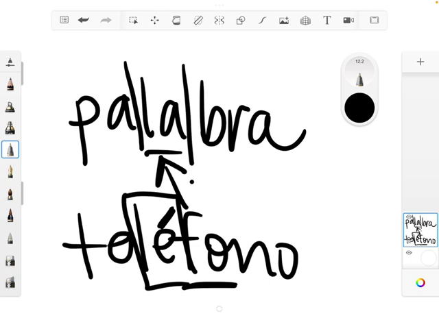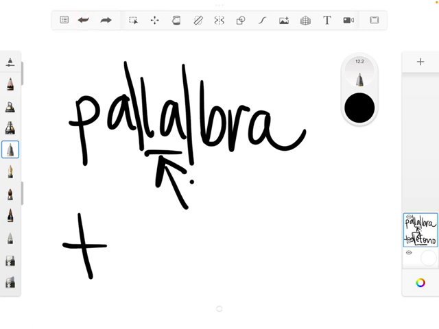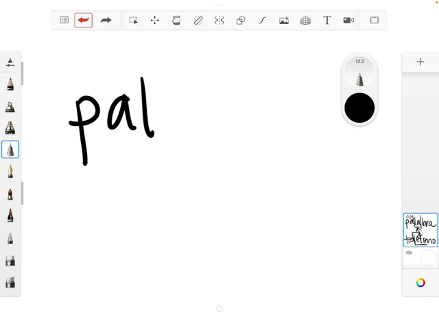So you would say teléfono, okay? So if you see an accent, that's what that means. It's telling you what you need to pronounce in the word, okay? So tiny break over. Let's go back to looking at this.